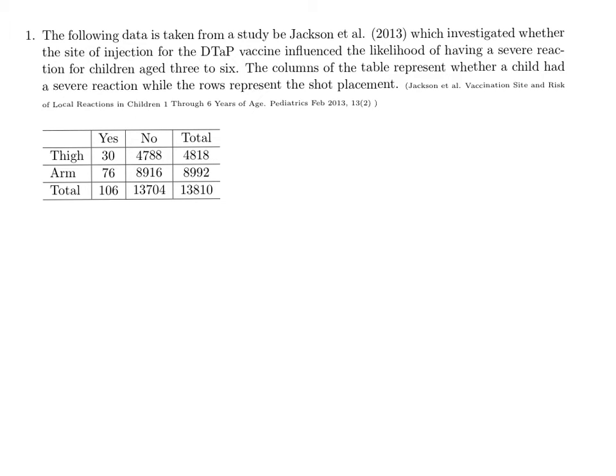Now I found my chi-squared value. Next step, go ahead and start my test. First, I'm going to list R, the number of rows, and C, the number of columns. In this case, I have 2 rows, and it's only 2 because I include thigh and arm.